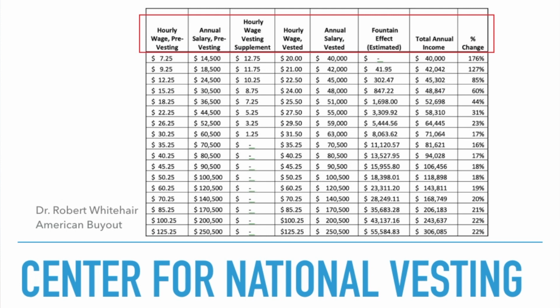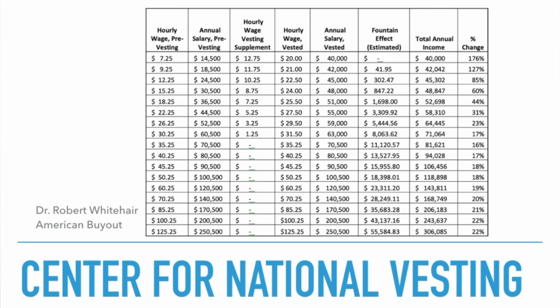So I'm not going to go through the entire table, but let's just look at a few examples here and talk about them. So referring back to the table, this is referred to under national vesting as the vesting schedule. When you look at the vesting schedule and you have an hourly wage pre-vesting at $7.25, that person's salary annually would be $14,500.